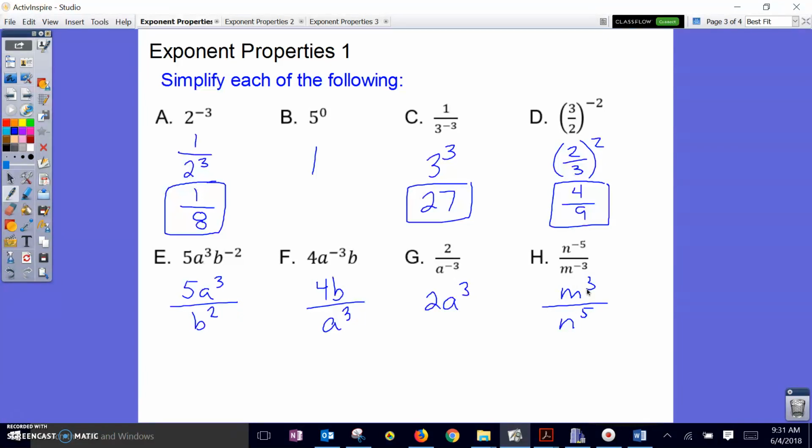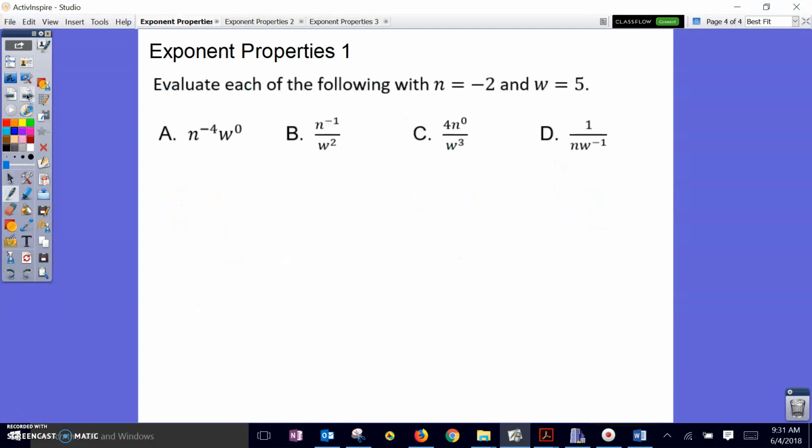All right, one more set of examples here. We're going to evaluate a little bit. Evaluate each of the following with n equals negative 2 and w equals 5. So we're going to simplify these first, and then we're going to find their values by substituting in n and w. n to the negative fourth over w to the 0. We simplify that. w to the 0 is just 1. The n to the negative 4 moves down into the denominator, and the power becomes positive.